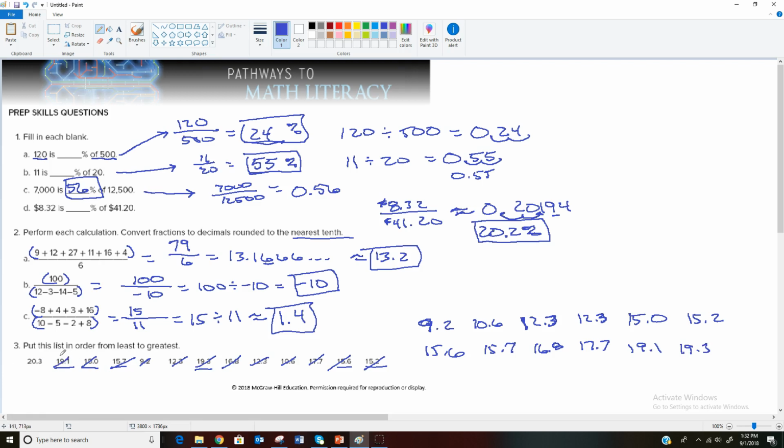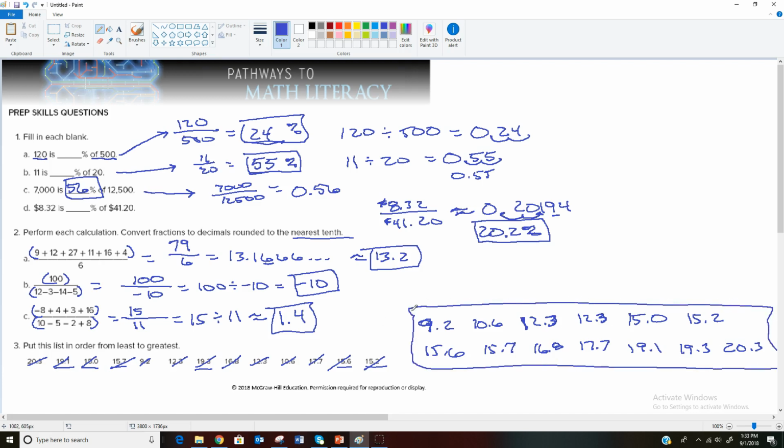And then my largest number is 20.3. And then it's always a good idea just to go back and double check. I originally had 13 numbers. Just make sure I have 13 numbers at least. 1, 2, 3, 4, 5, 6, 7, 8, 9, 10, 11, 12, 13. So I haven't skipped anything completely. Even if I mistakenly got one out of order, at least I haven't completely skipped something.